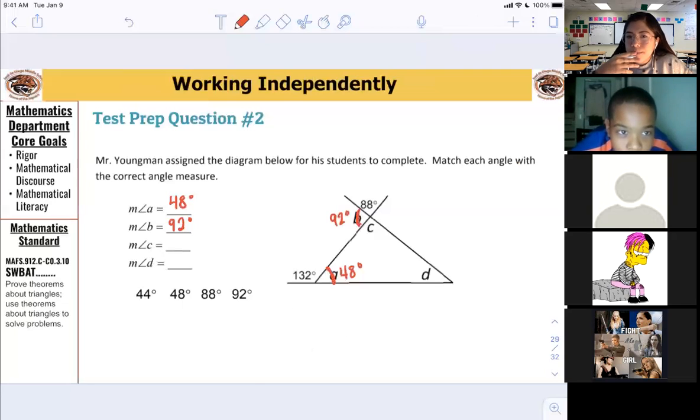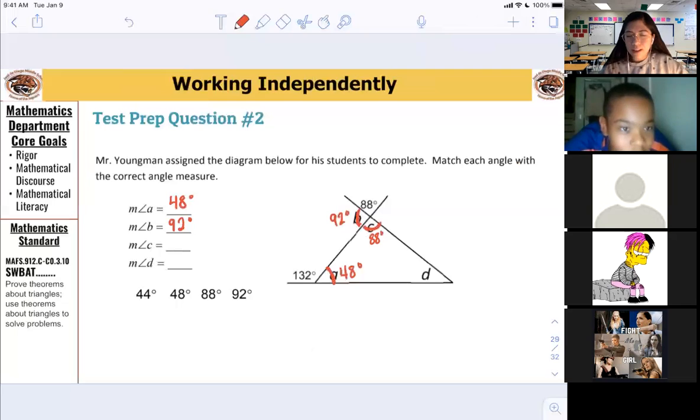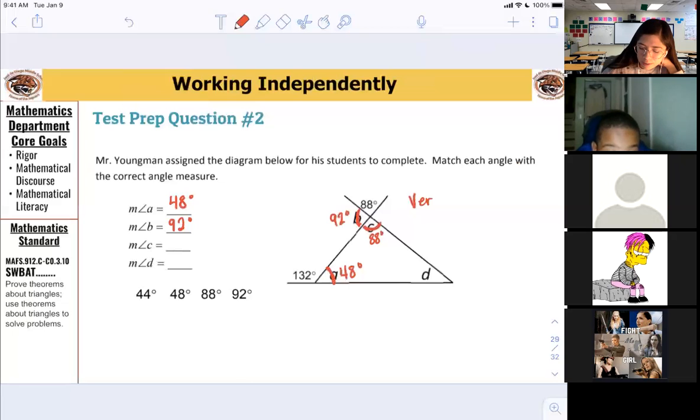How about angle C? 88. How'd you get that? Ooh, good, Eric, I love the way you say that. So 88 is a reflection, perpendicular, but there's a word for that. What's the vocabulary word? It does start with V. Vertical angle. So those two are verticals.